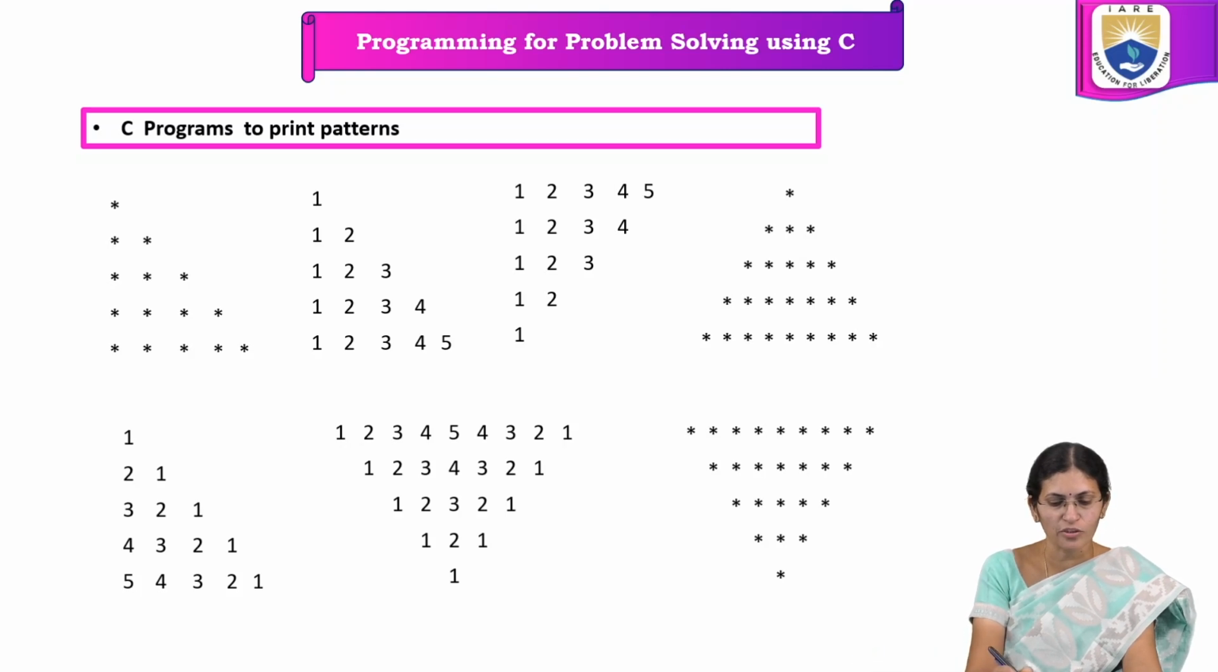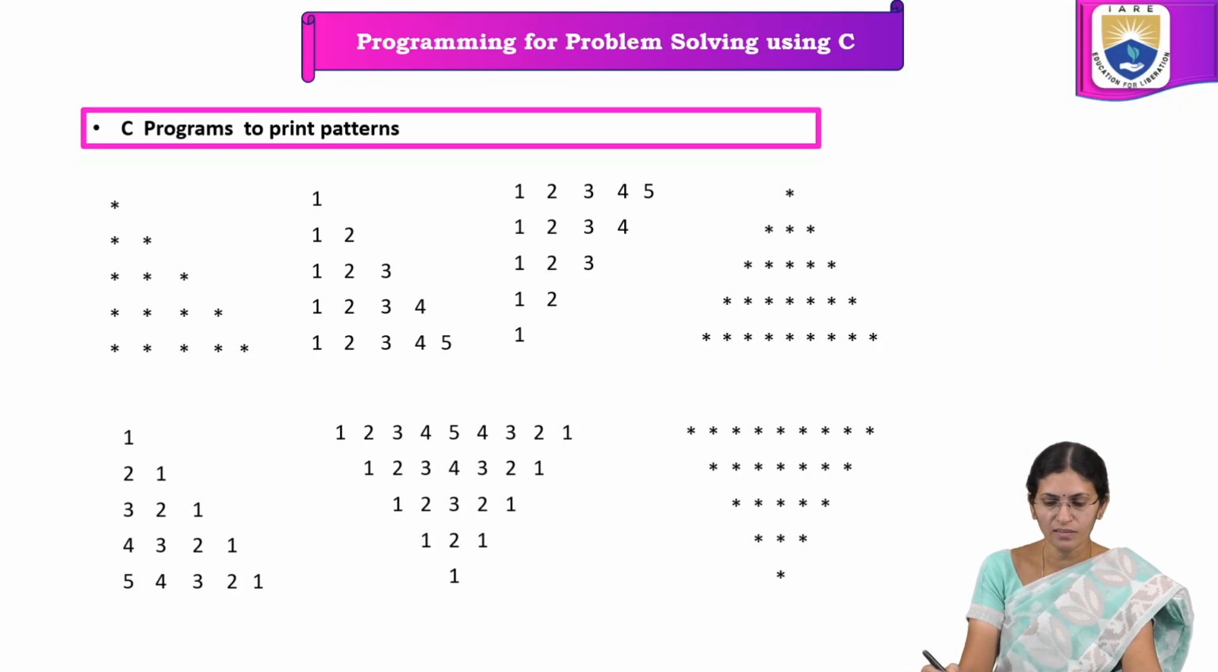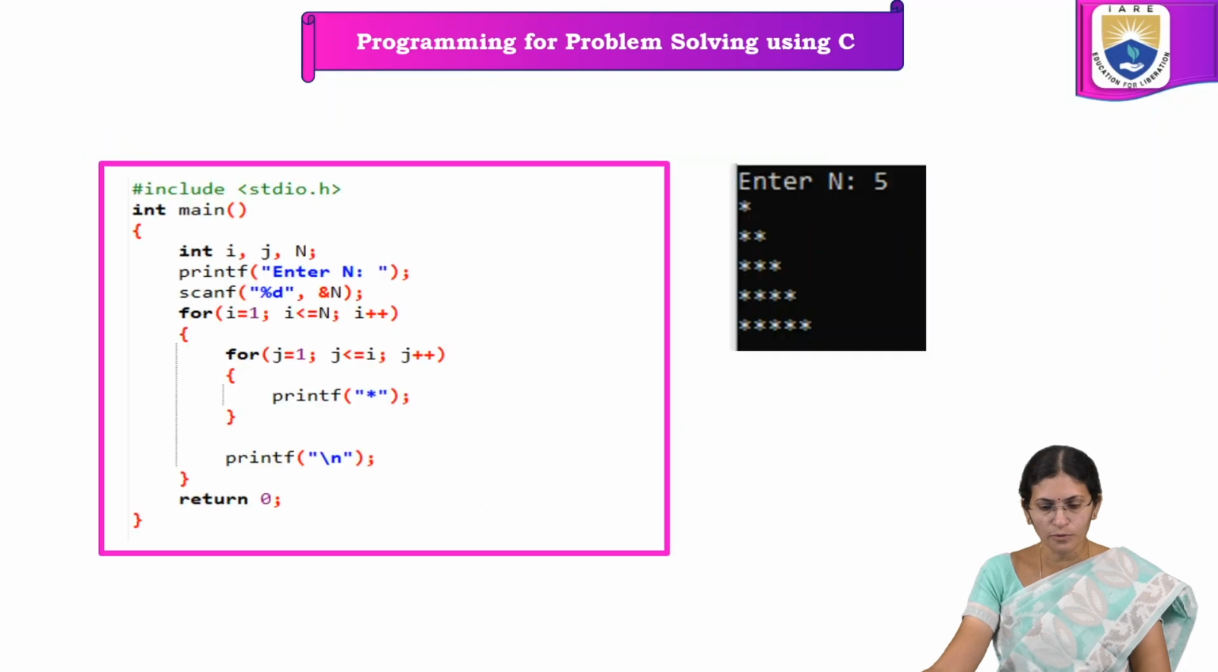The next one is, instead of stars, we need to print numbers or digits. This is also a pattern, where we are printing the numbers in this way. This is another pattern where we are printing the stars in the form of a pyramid. And here is another pattern where we need to print the numbers. So these are the different patterns for which we are going to write the programs.